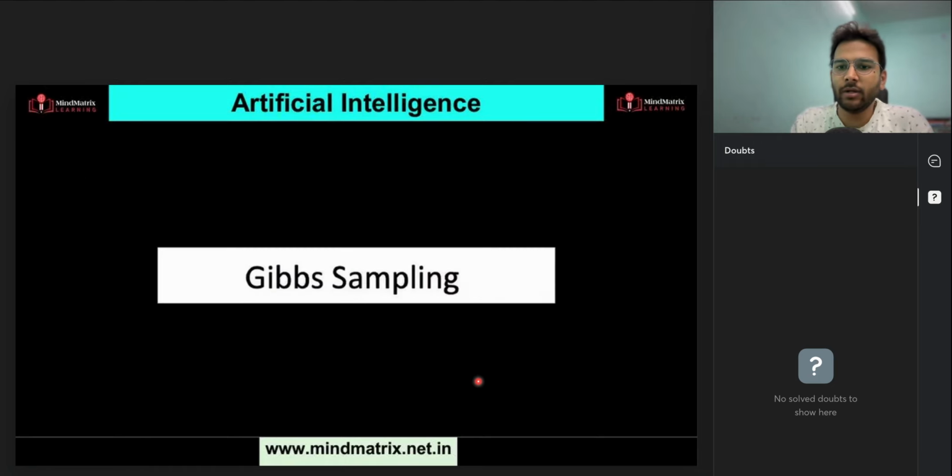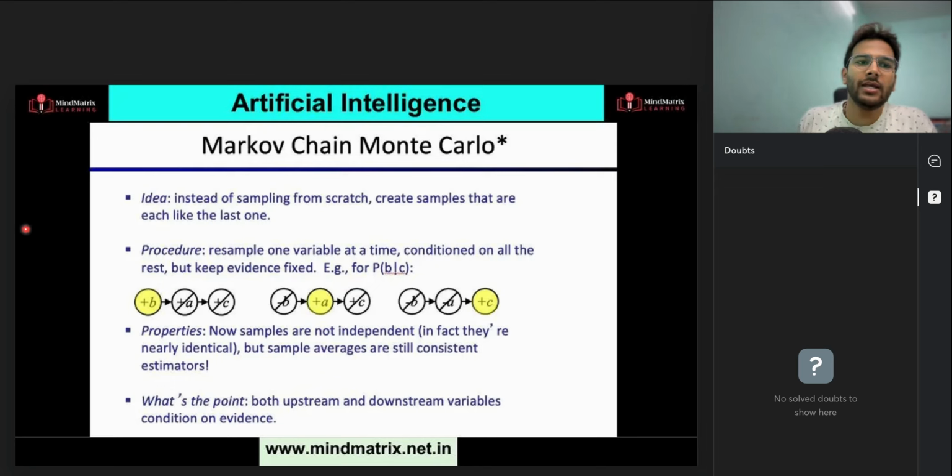What is Gibbs sampling? We know that in case of likelihood weighting, if you remember, there is one problem, right? And what is that problem? The problem is that the evidence that you are considering will have the impact on the downstream variable. Yes or no? It will have the impact on the downstream variable, not on the upstream variable. If you remember, in the last lecture we have discussed this. So for that reason, now we are going to consider the next type of sampling, which is nothing but Gibbs sampling.